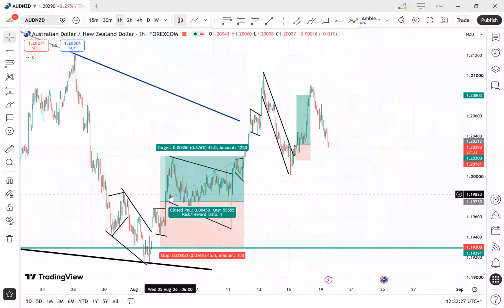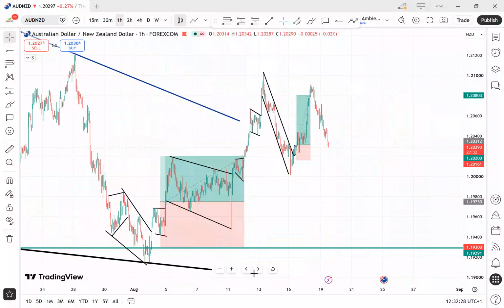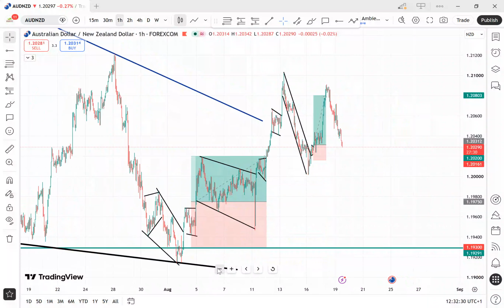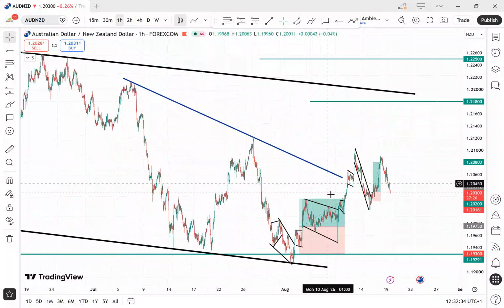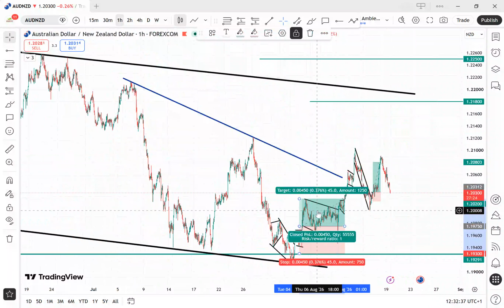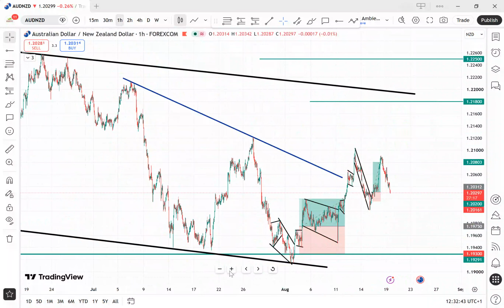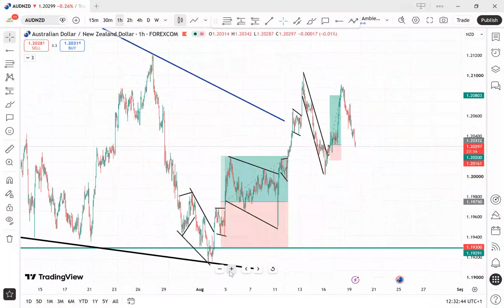After the breakout of this descending trend line right here on the mid time frame, as you can see, the price printed a continuation structure. Though I was still in this trade then, so I didn't take it. I was just trying to manage the trade. So the price came down with a descending channel, as you can see.